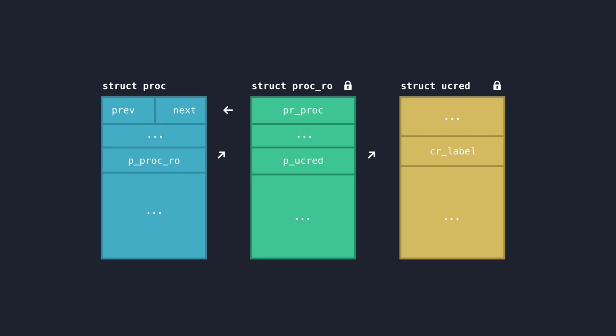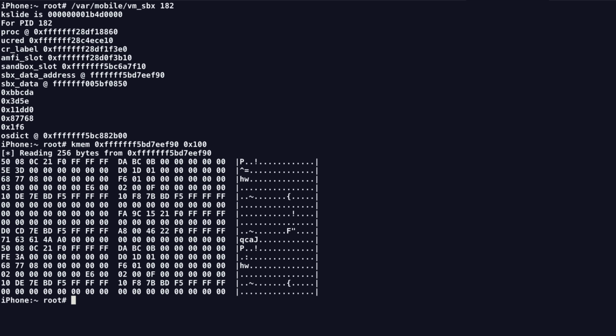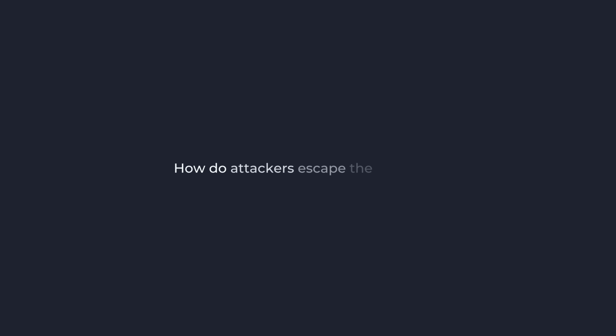So we've seen how the sandbox is implemented at the kernel level, and we've seen how, given kernel read and write on an older device, we can unsandbox our app by stealing credentials. But this is all assuming that we already have a compromised device. So what about in a real exploit chain? How do attackers actually break out of the sandbox?